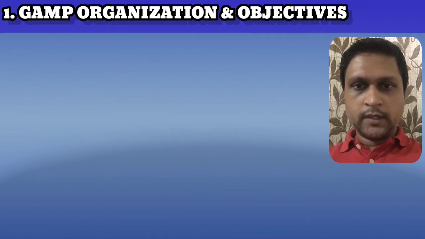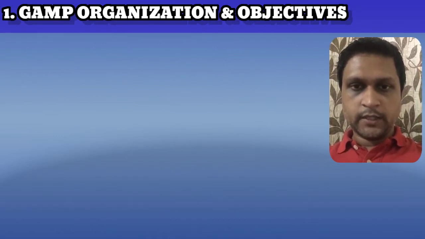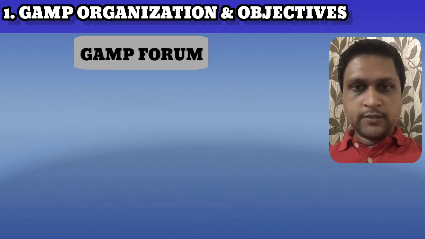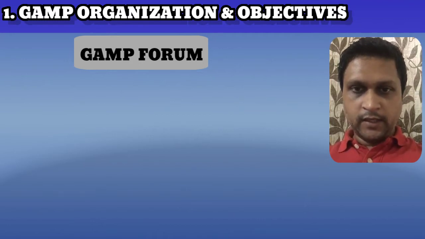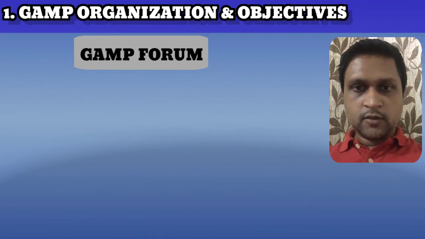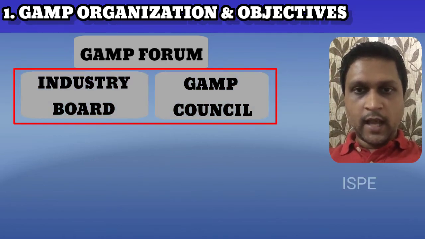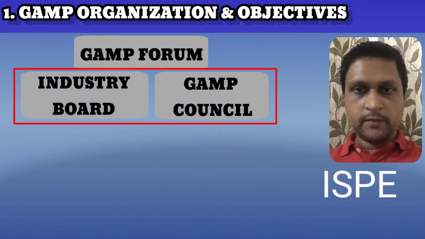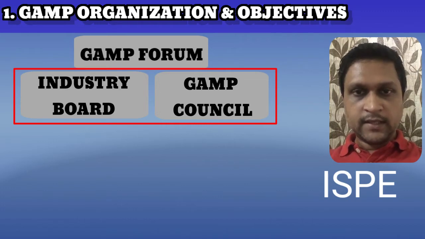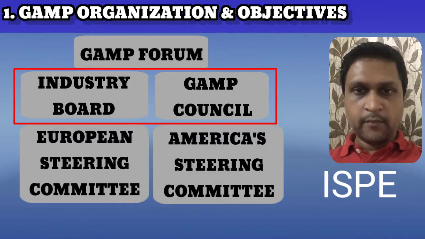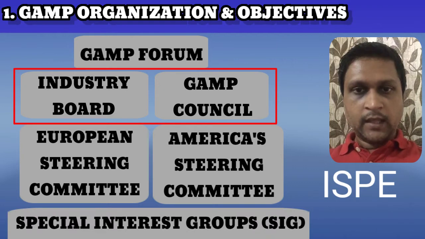Now talking about the GAMP organization and its objective. The GAMP organization consists of a GAMP forum which has 3 layers. The first layer consists of the industry board and the GAMP council. Here is where the ISPE, that is International Society for Pharmaceutical Engineering, resides. The second layer consists of the European and the American Steering Committee. And the third layer consists of SIG.